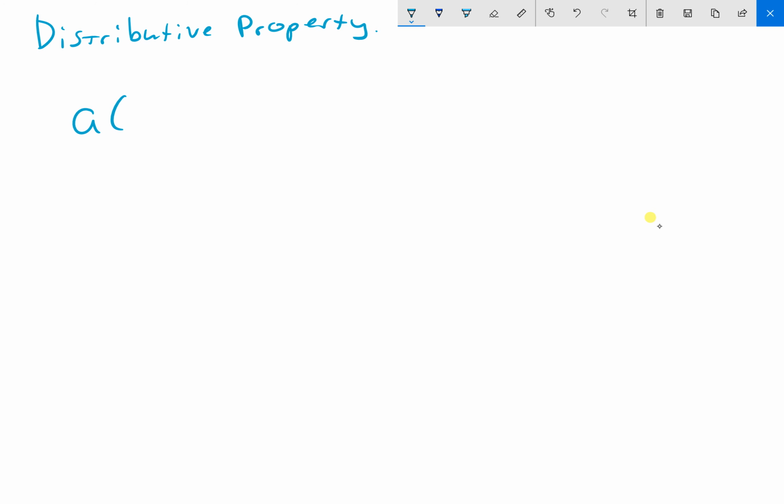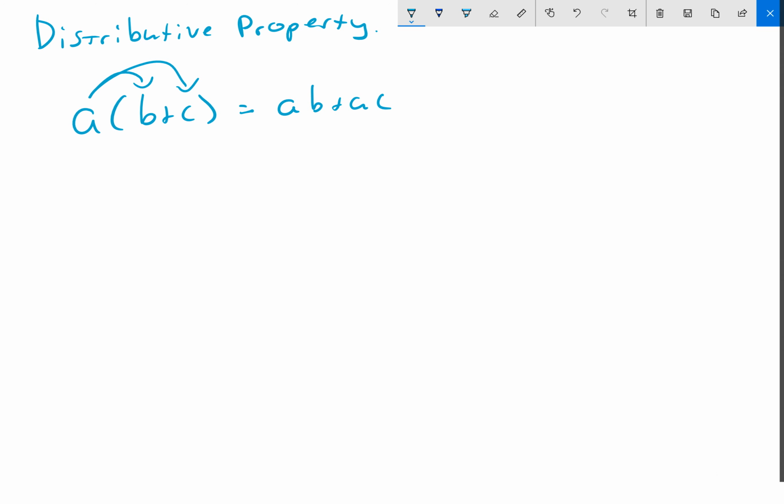If you have some number multiplied to a group of numbers, you distribute. A(B + C) equals AB plus AC. There's a few ways I like to show this, and one way is using an area model. I'm going to show you real quick.